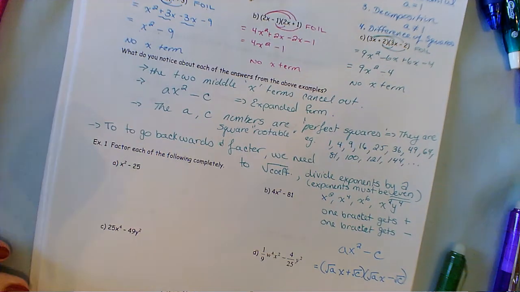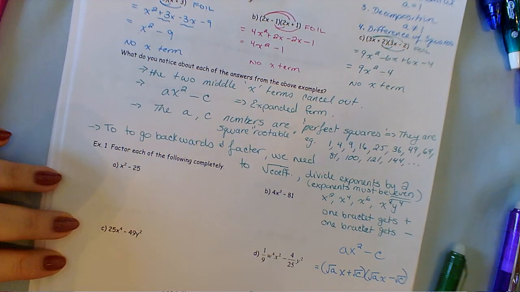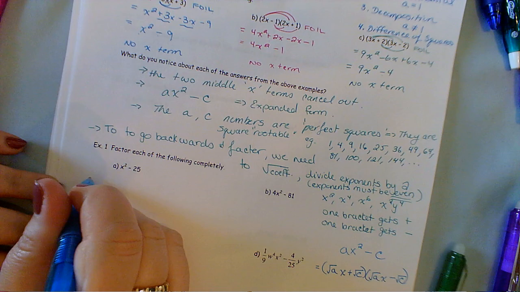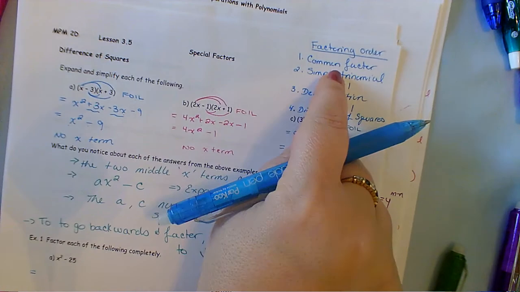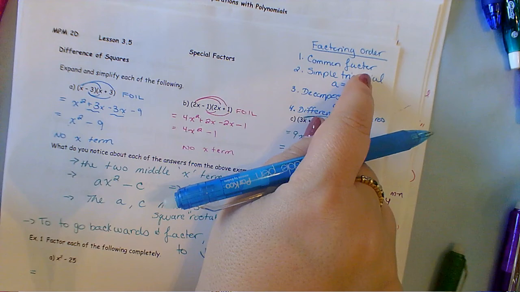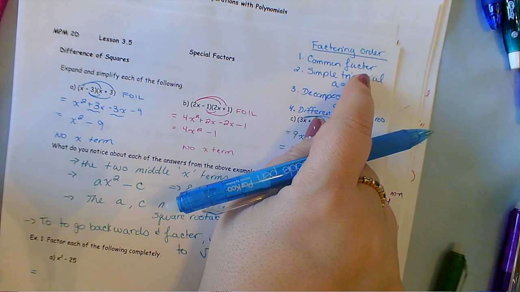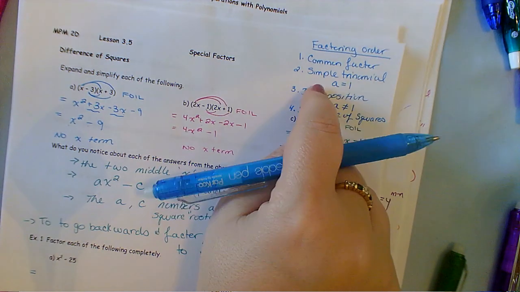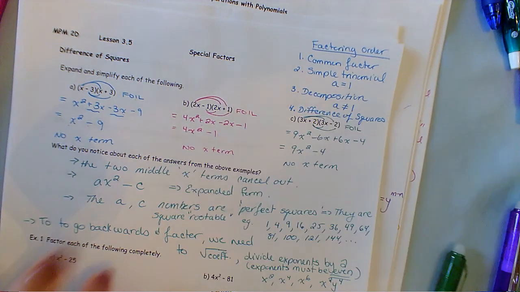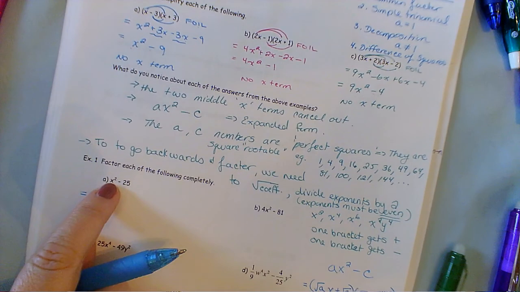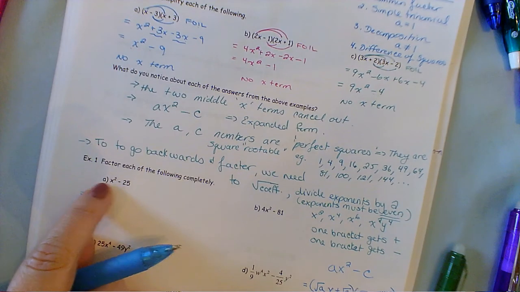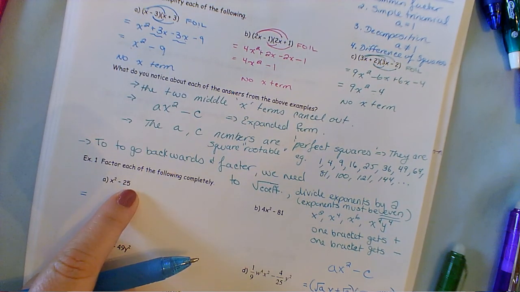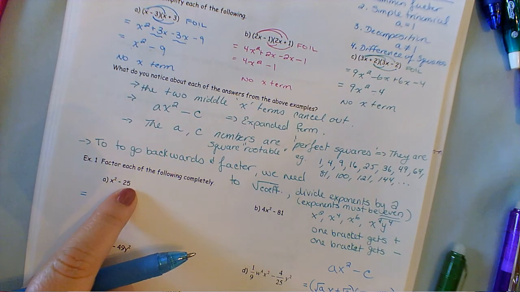So let's actually practice here. So we have x squared minus 25. You go through all the same pattern here. Do you see a common factor? X squared minus 25? No, there's no common factor. Skip it. Is it a simple trinomial? Well, it's not even a trinomial, right? A trinomial has 3 parts. This isn't 3 parts. This is 2 parts. So it's not decomposition. It's not simple trinomial.